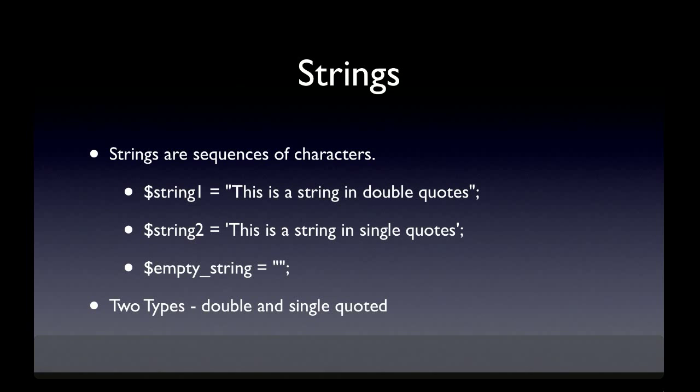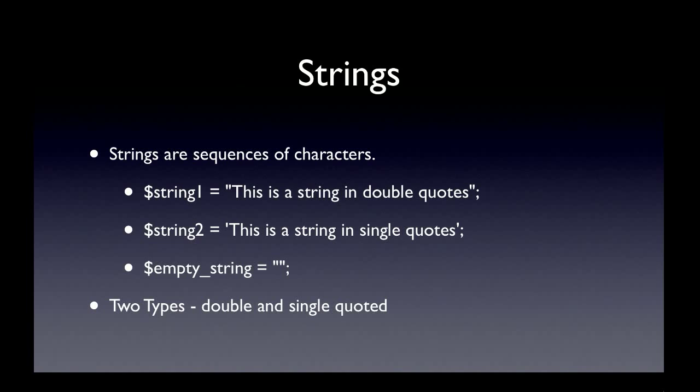And then the last type of variable I'm going to go over right now are string variables. Strings are sequences of characters, like a sentence, like shown here, or they can even be really long paragraphs of text. Those are strings. And now there's two different types of strings, double quoted and single quoted, and they're a little bit different. And you can also have an empty string where you just put two quotes next to each other, and that will assign that variable to an empty string.